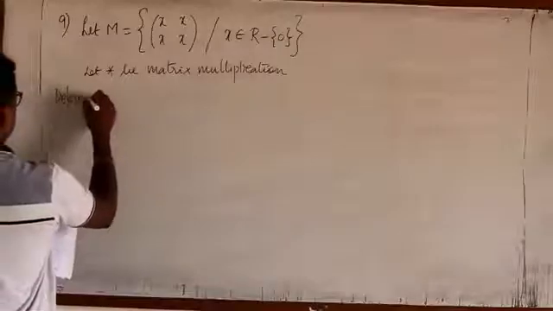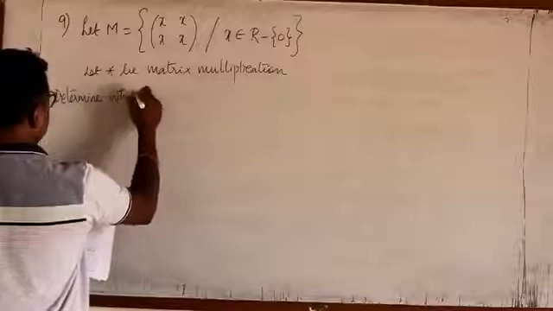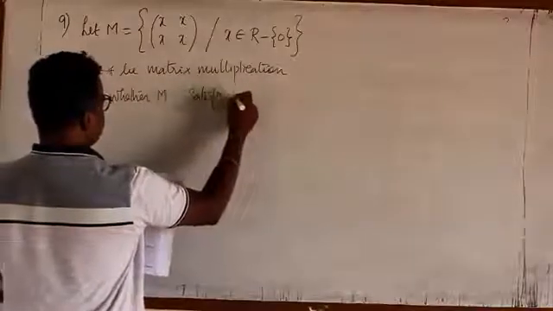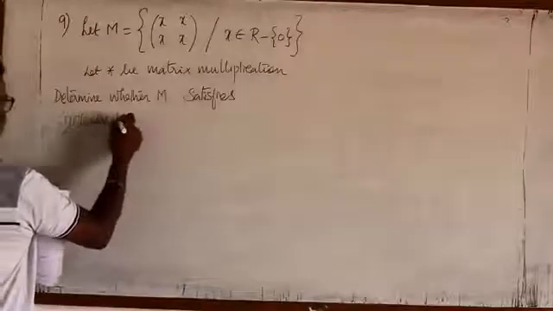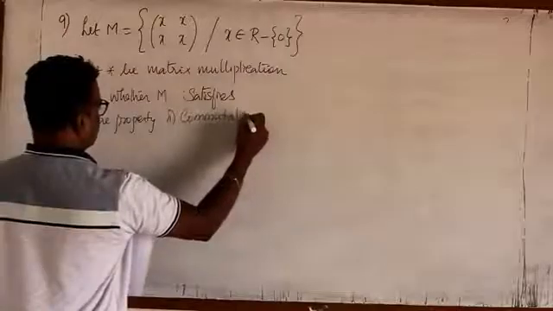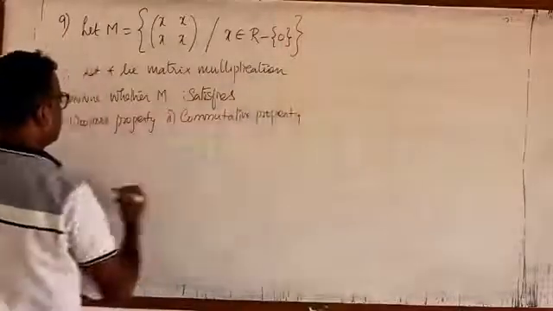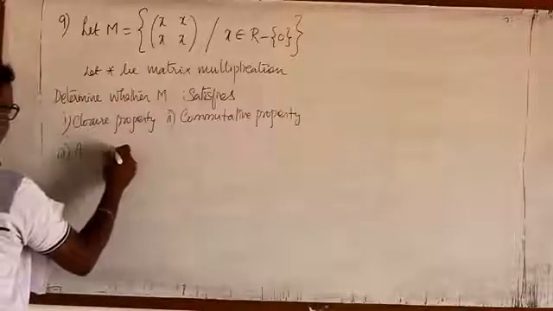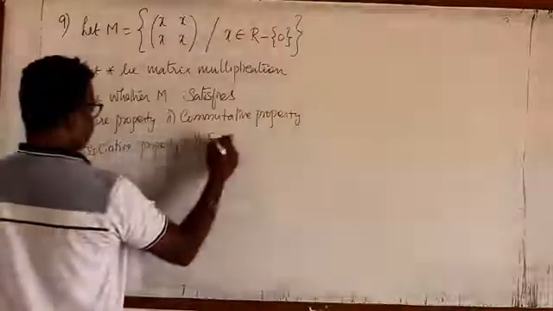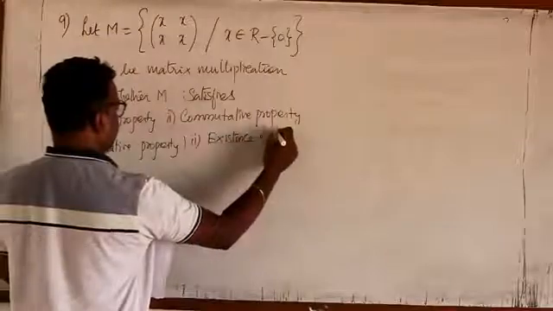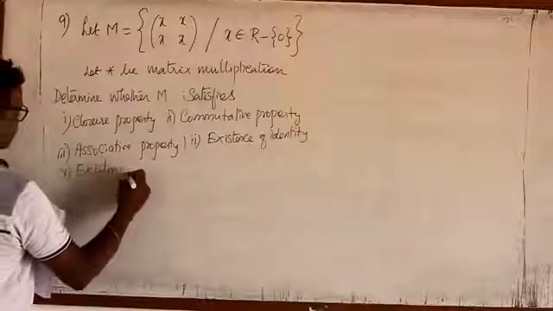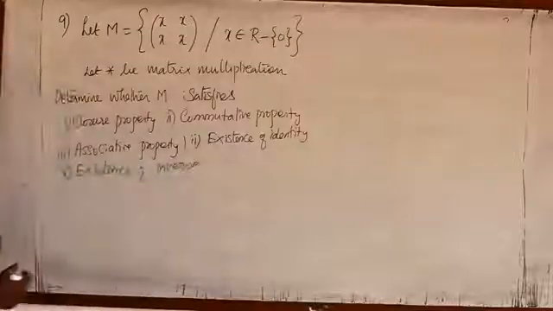Determine whether M is closed. M satisfies the closure law, closure property, commutative property, associative property, existence of identity, and the 5th one, existence of inverse. That is, I am combining both the questions under 9.